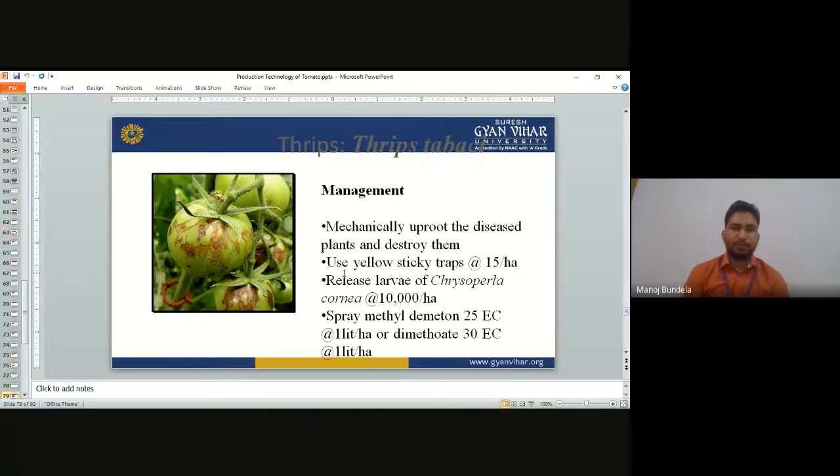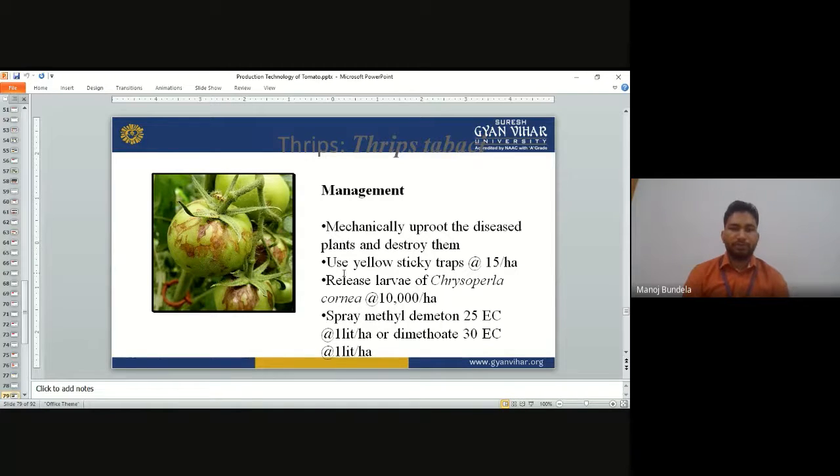Thrips cause viral disease. For viral disease, we have to uproot the plant and destroy it. No other options we can use. We have to control the insects because the virus is transmitted by insects like thrips.